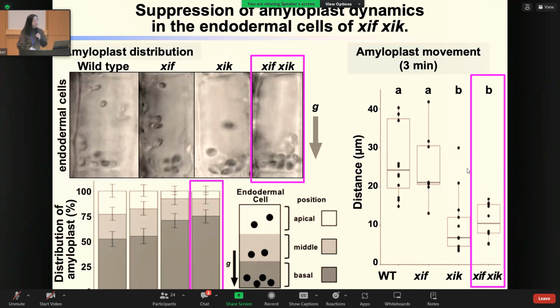Since expression of 11K but not 11F was detected in the endodermal cells, this suggests that 11K is mainly responsible for the amyloplast dynamics. We cannot distinguish between gravitropic and proprioceptive responses based on organ shape, but the modeling enabled us to evaluate the difference.